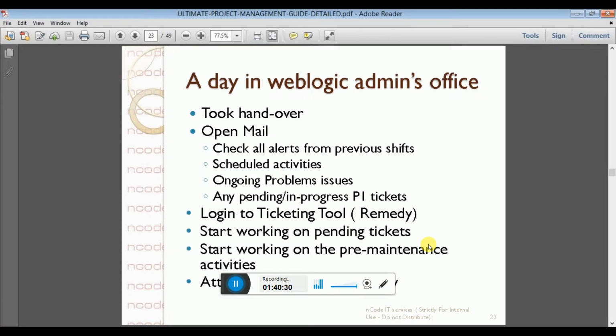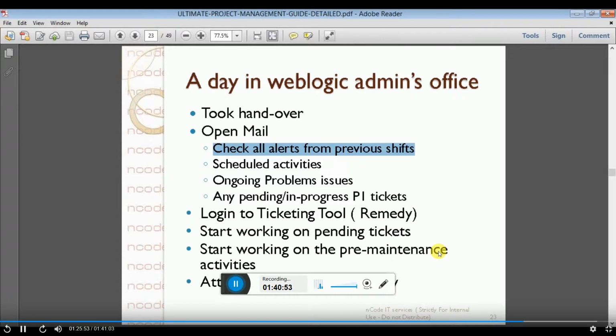Then a typical day in a usual WebLogic admin's office is, you basically go to office, you take a handover from the previous person. Then you open the mail, you see all the alerts that happened in the previous shifts. By looking at all the alerts, you know if there were any problems in the environment. You can ask the person who is leaving the shift what the problem was, what was done to solve the problem, and what the files related to the problem are.